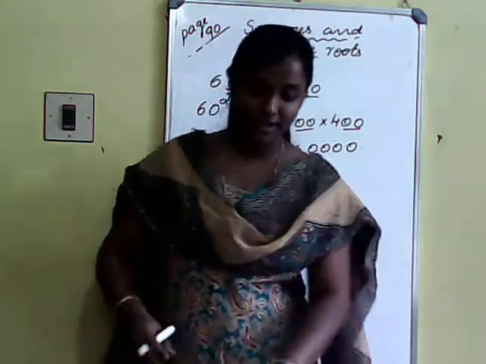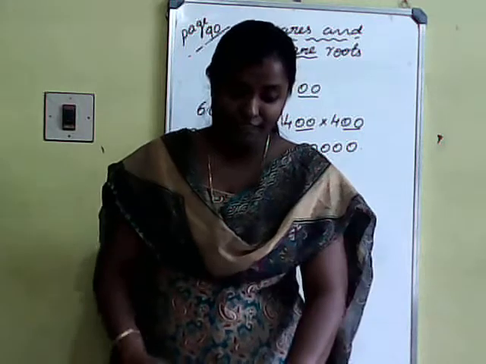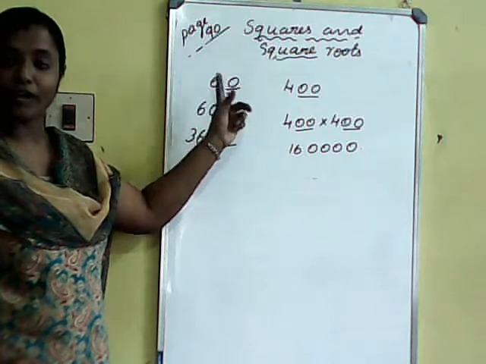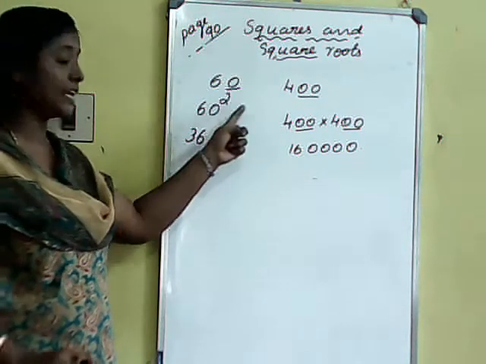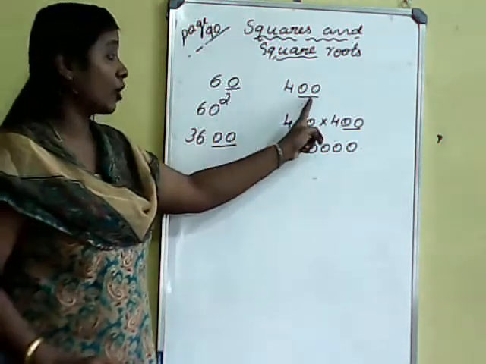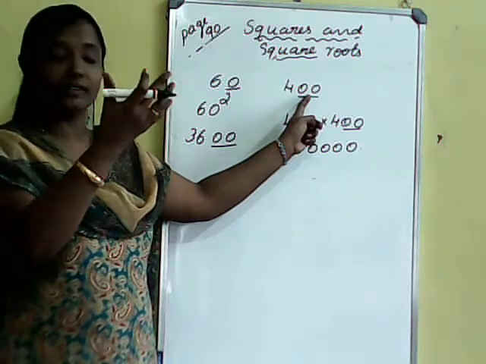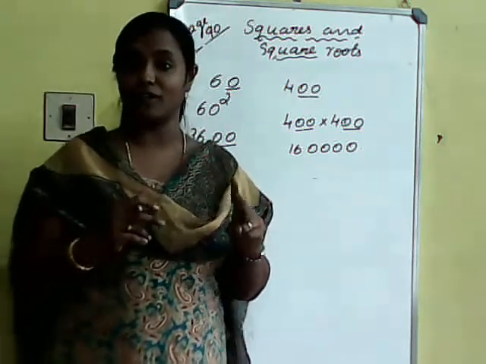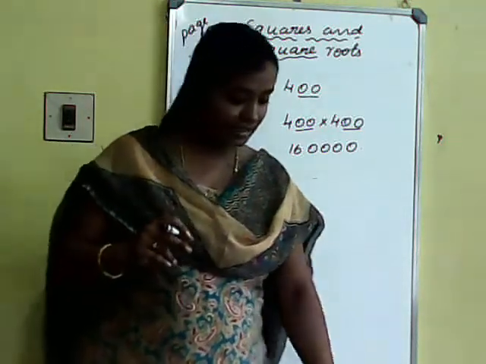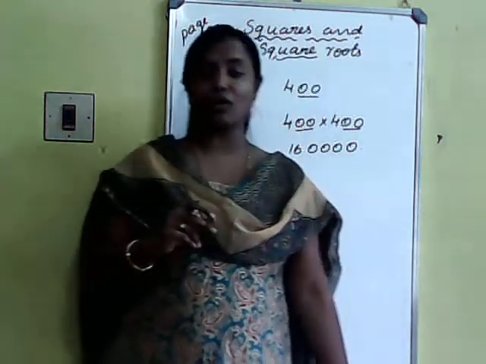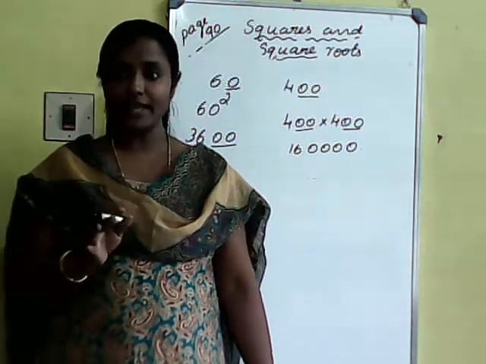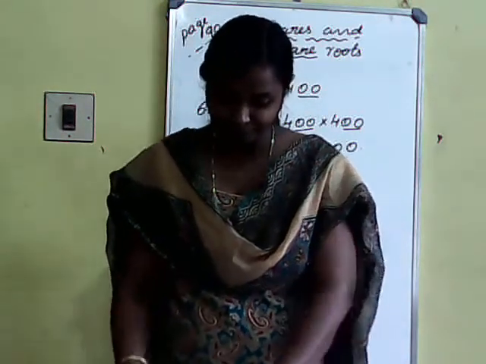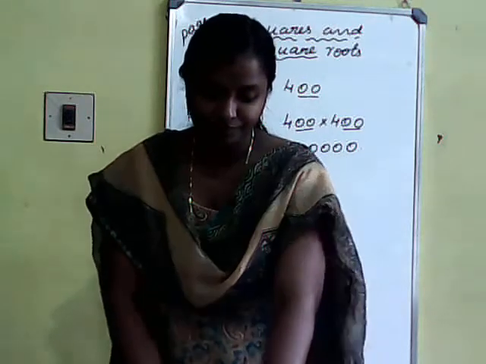Clear? So our question is, what will be the number of zeros in the square of the following numbers? 60, only 1 zero. What about its square? It has 2 zeros. 60 into 60, 2 zeros are there. 400 has already 2 zeros. So what about its square? There are 4 zeros. So that is the second property of a square number. Square numbers can have only even number of zeros at the end. Okay. These are the problems in this chapter. Okay. Next one.